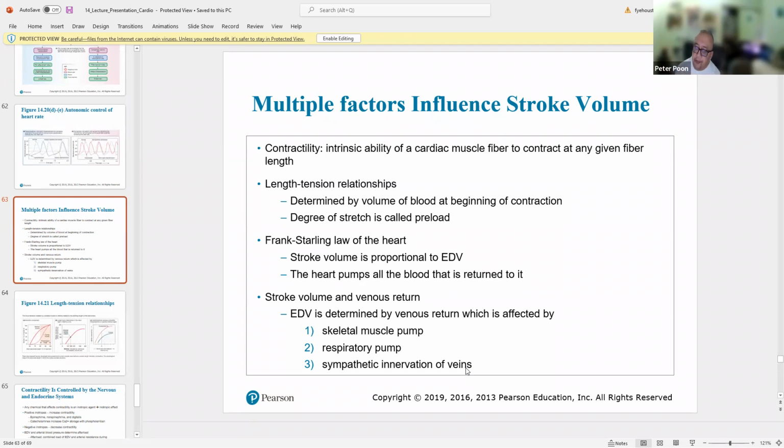The most important of the three is actually sympathetic innervation of veins. As your sympathetic nervous system takes over, your vein diameter becomes smaller, and when the diameter becomes smaller, that means there's less room for blood, so blood travels faster to your heart, and therefore all three things combine to put more blood into your heart. More blood into your heart, more blood comes out of your heart.